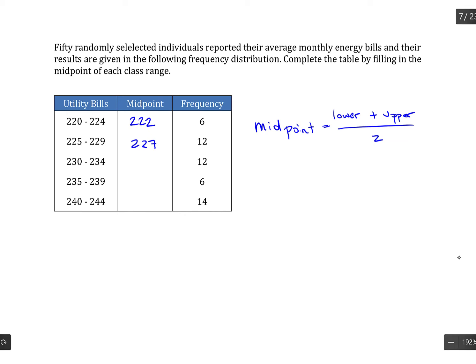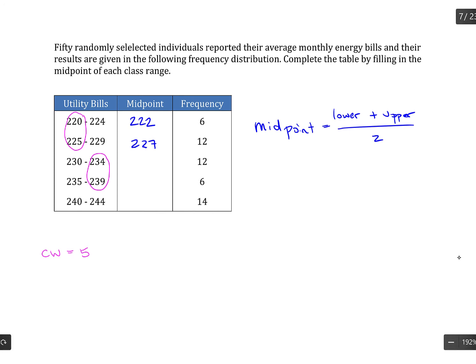But if you'll notice, if you take any two lower class limits or any two upper class limits and subtract them, then that would give you the class width of the distribution, which is a constant value. It's always 5. Now, look at my midpoints. If I subtract those two midpoints, well, they're also off by 5.